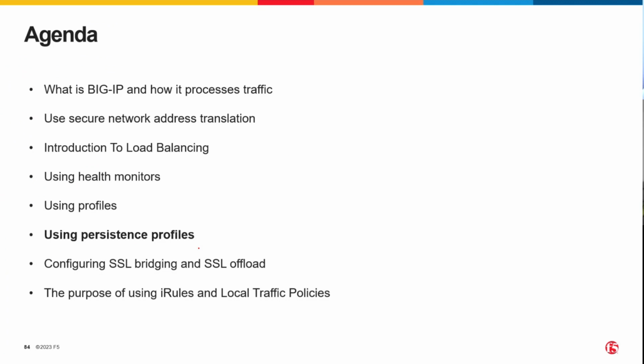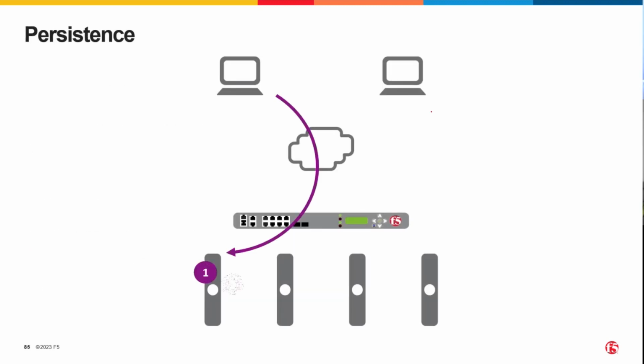So let's go through these persistence profiles because time is running fast. So let's go through this. Persistence profiles. We are talking about persistence. What is persistence? When you try to load balance the traffic across many backend servers that you have. In this example, we have 4 different backend servers to which we are load balancing the traffic from different clients.